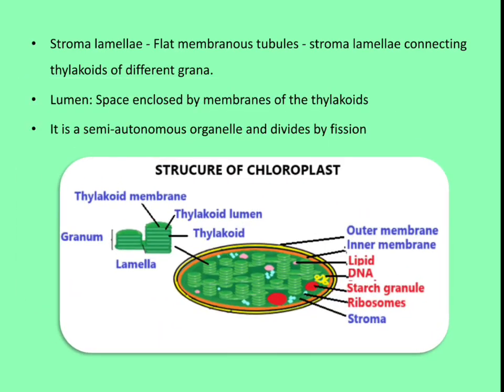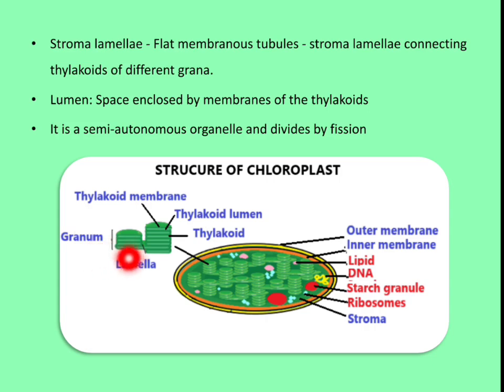We could see, as we know, there's an outer membrane, an inner membrane, and a space between the two. We could see the lipids, DNA, starch granules, ribosomes, and all are spread inside the stroma. We could also see the thylakoids. So there, the thylakoids are piled together, and they are called granum.